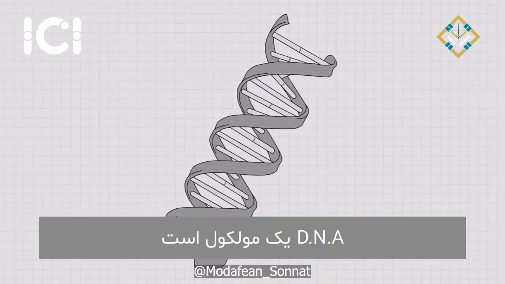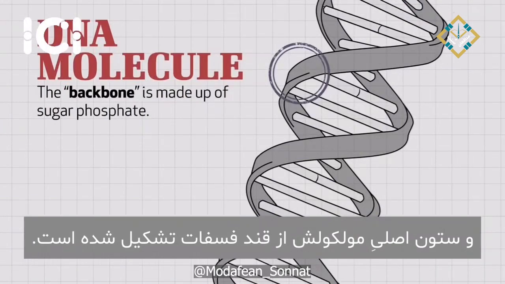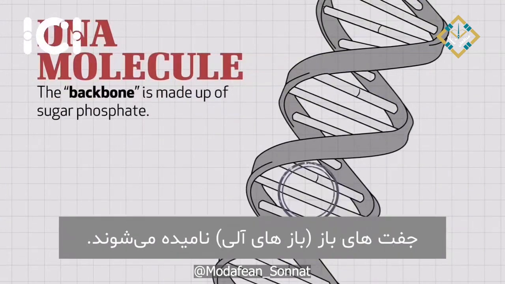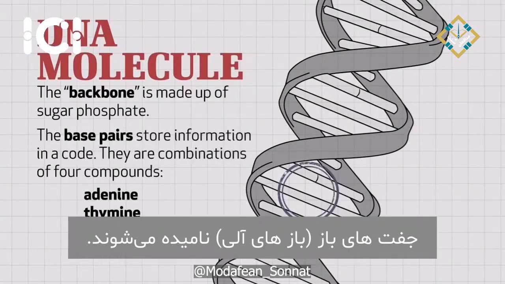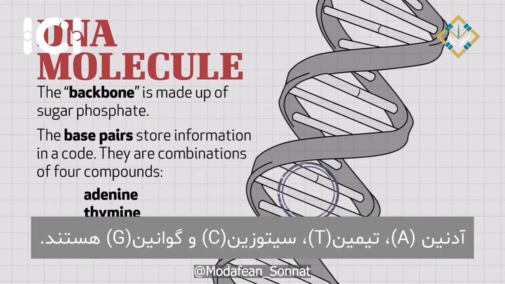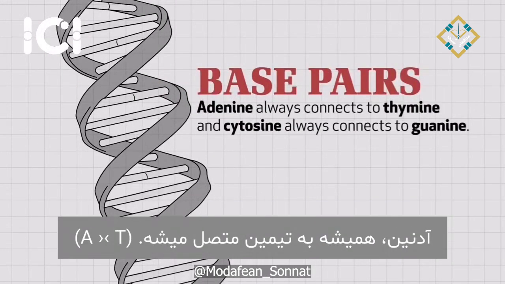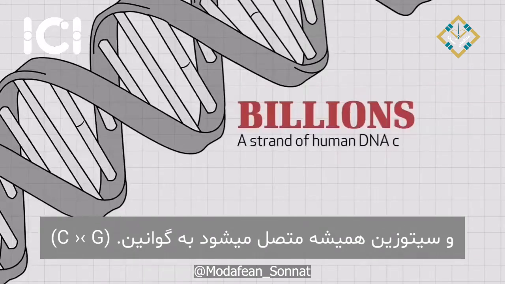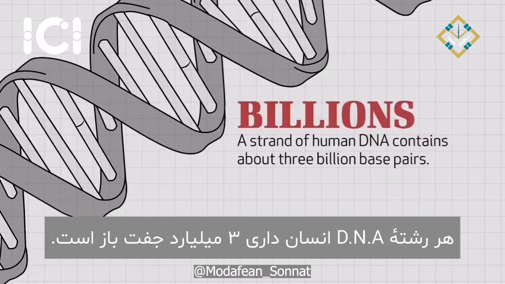DNA is a molecule, and the backbone of the molecule is made of a sugar phosphate. The little things that look like stairs are called base pairs. The base pairs store information in a coded language. They're combinations of 4 compounds: adenine, thymine, cytosine, and guanine. Adenine always connects to thymine, and cytosine always connects to guanine. A strand of human DNA contains about 3 billion base pairs.